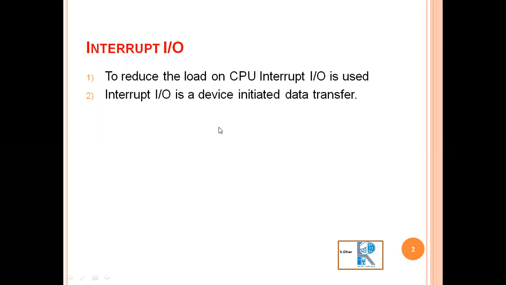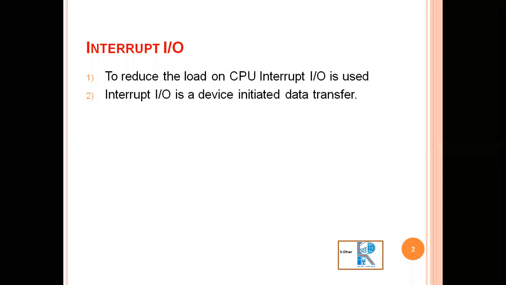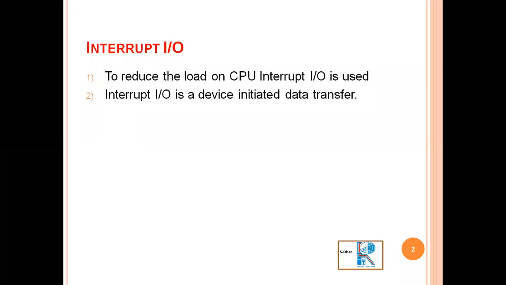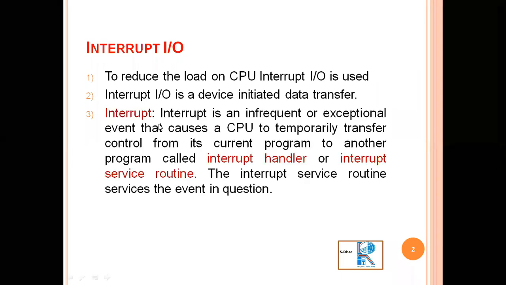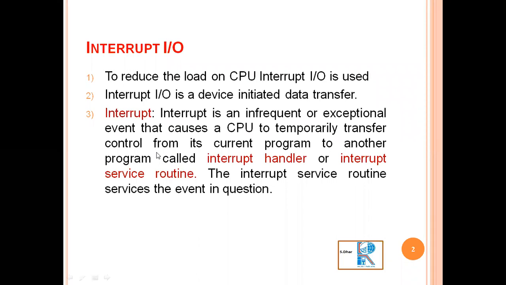In the previous case, the CPU was continuously checking, or after some periodic time, it was checking the status of the I/O device. But it is not the case in the interrupt I/O. Interrupt I/O means when the device is ready, it will send the signal to the CPU that I am ready. Clear? So what is the formal definition of the interrupt?